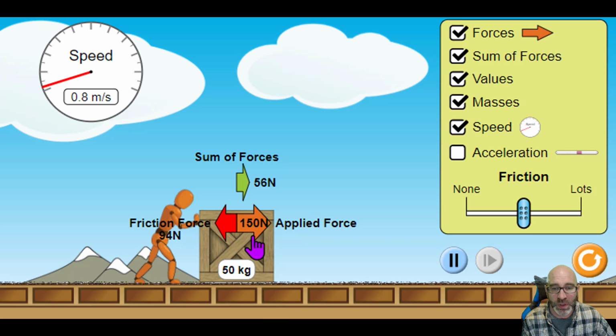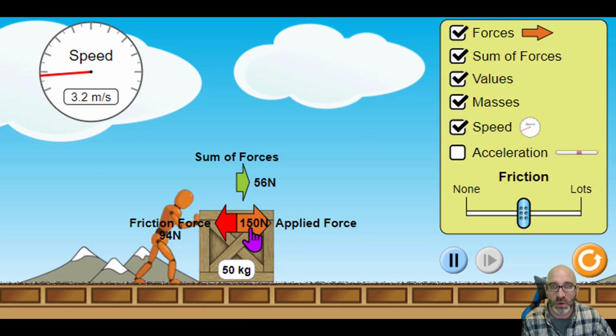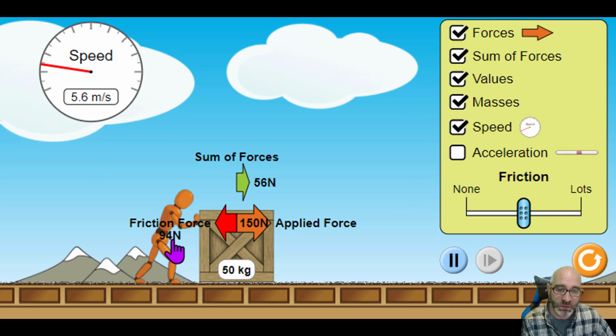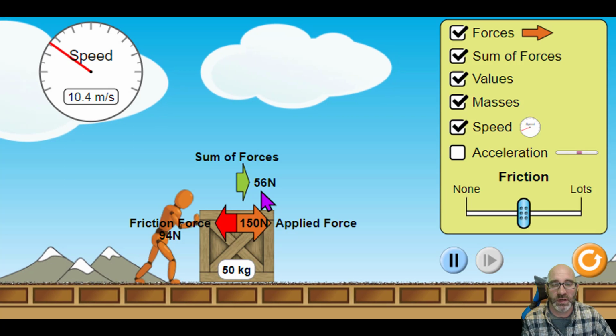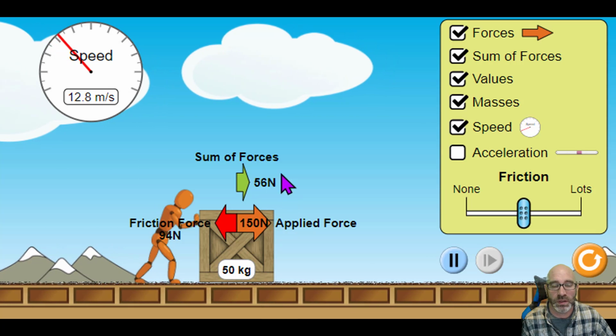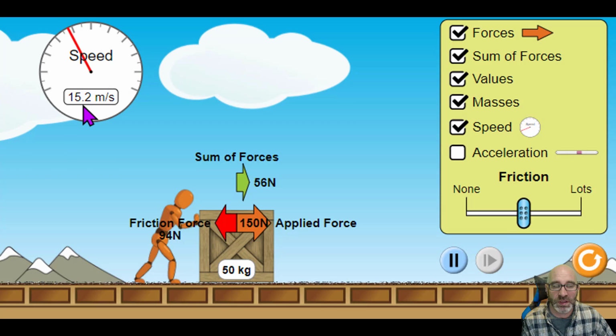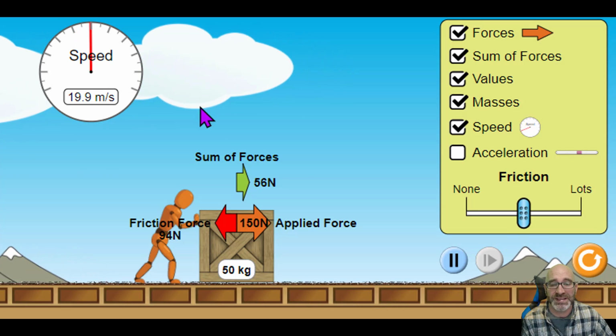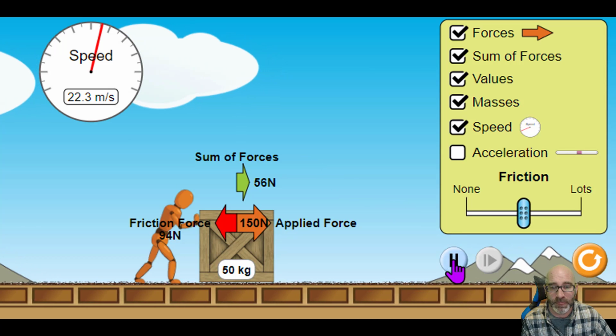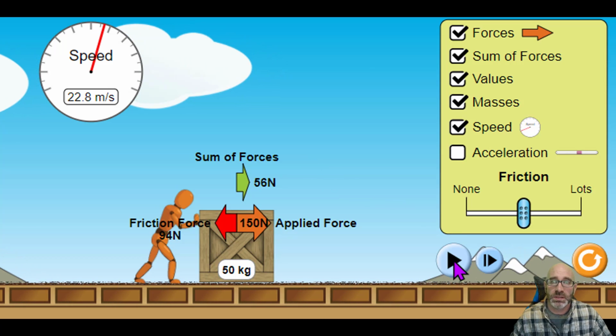But if I apply 150 newtons of force, it overcomes the frictional force and inertia, and now we have a net force of 56 newtons being applied to the right. And we see that the velocity is increasing, so therefore the crate is accelerating. The question is, can we solve for acceleration?